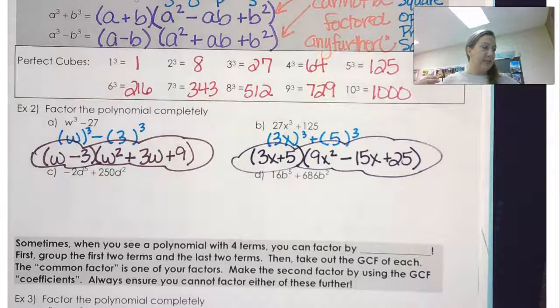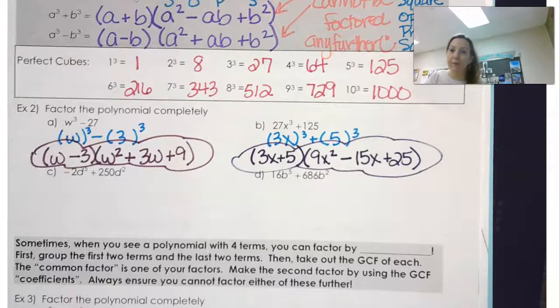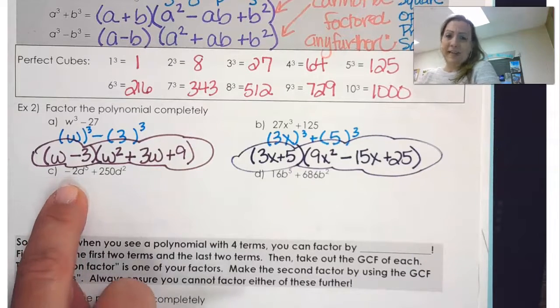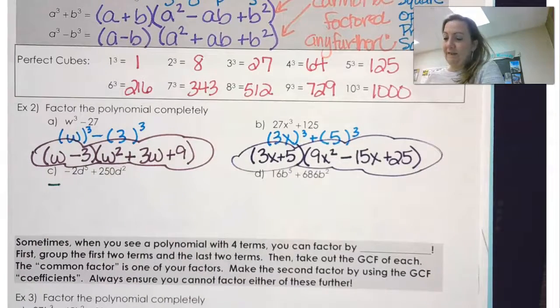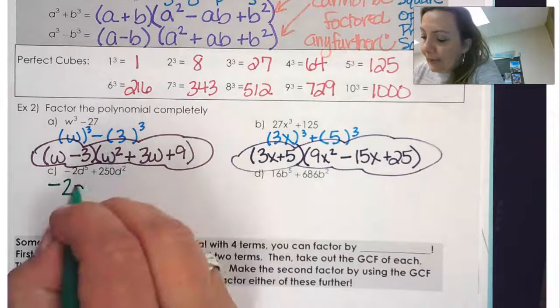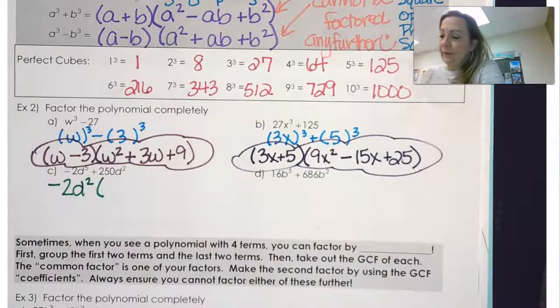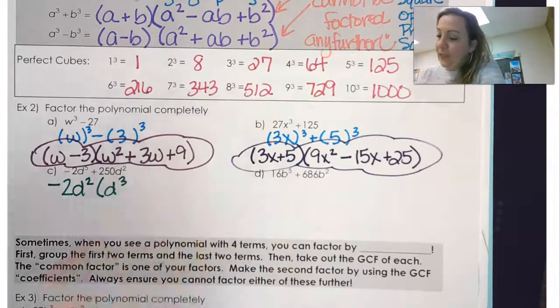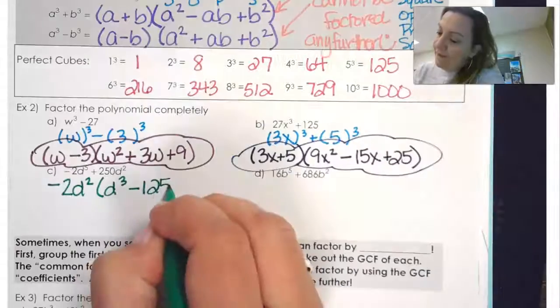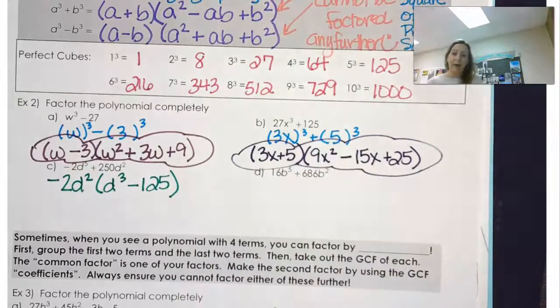Well, in letter C, we've got negative 2d to the 5th plus 250d squared. Not perfect cubes. But what are we supposed to do to start any factoring problem? GCF. I noticed that the first term is negative, so I'm for sure going to take out a negative. I can take out a negative 2, and I can take out d squared from each one. And that leaves me with d cubed, and then minus 125.